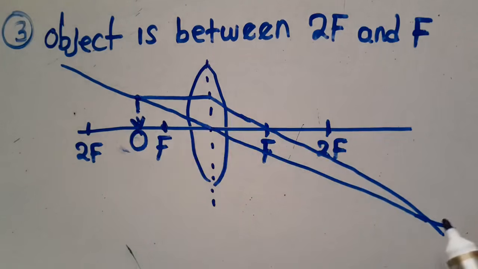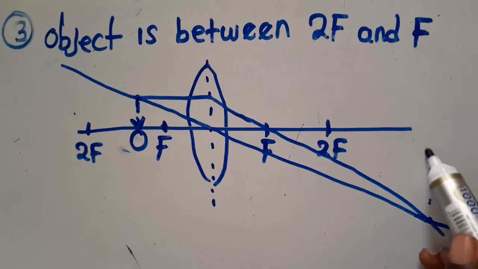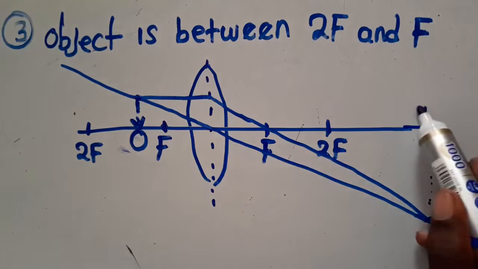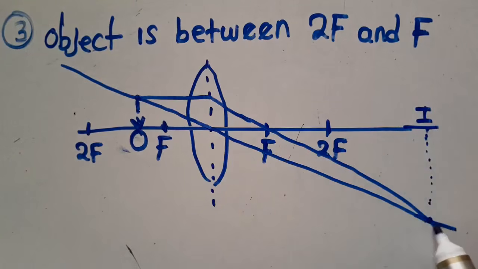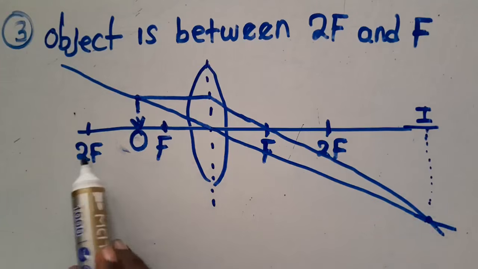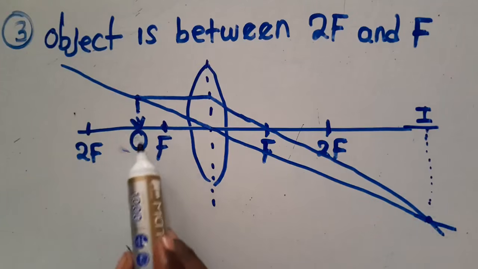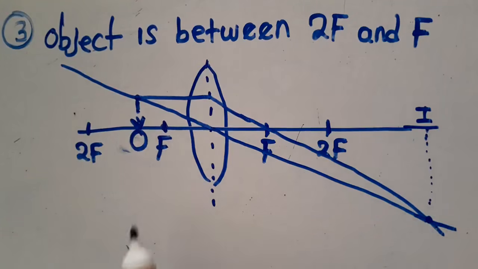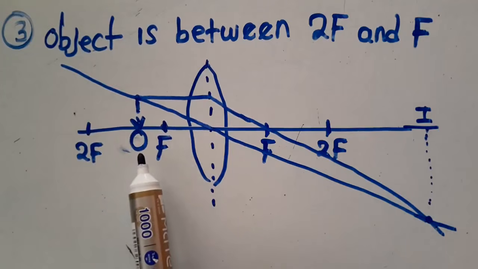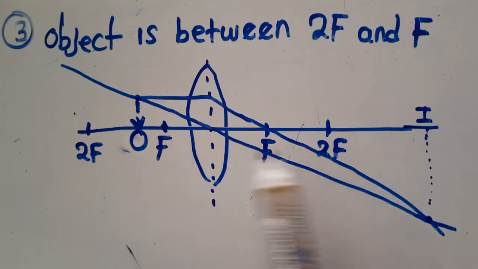Meaning that the image is formed beyond 2F. Have you seen? This is the image. Have you seen where the image is? The image is there. Then the object is between 2F and F. This is where the object is. This is where we have the object. So these are points that you need to understand.